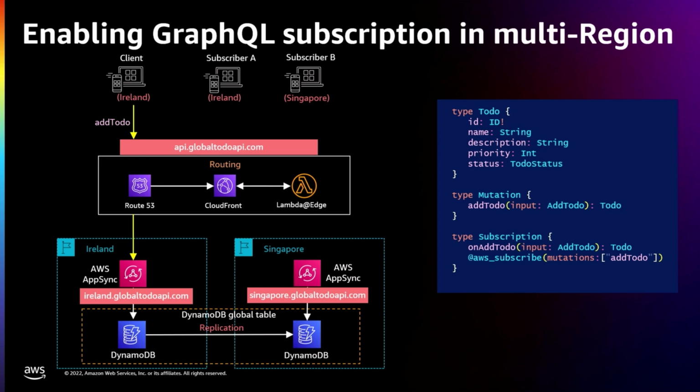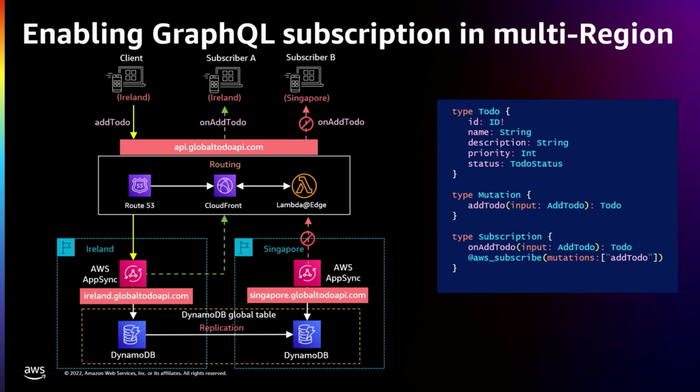Now, this is a mutation, and it should trigger a subscription to all the subscribers. Let's see if that's the case. The subscriber A in the Ireland region receives a notification, but the subscriber B in the Singapore region does not receive the notification. The reason is because the GraphQL mutation was triggered through the AppSync endpoint to the Ireland region. So the subscriber connected to that region will receive a notification.